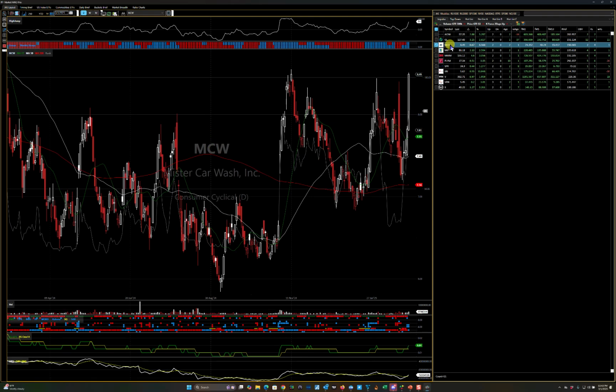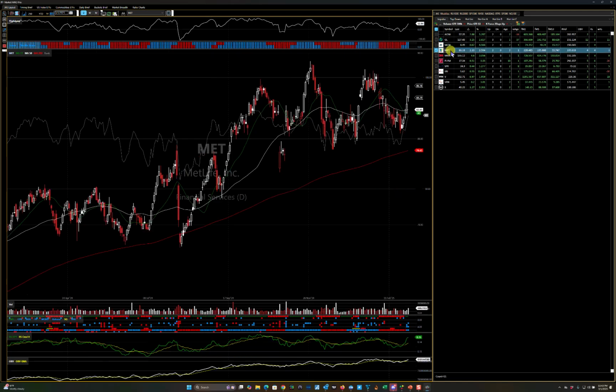MCW, Mr. Car Wash, I just can't buy this thing. It's a cheap stock. Notice it too has the double momentum. MetLife, another insurer. This one has not broken out yet. We might be on the wrong thing, Jeffrey. Go back here and highlight that one.